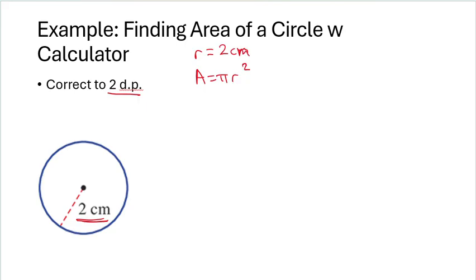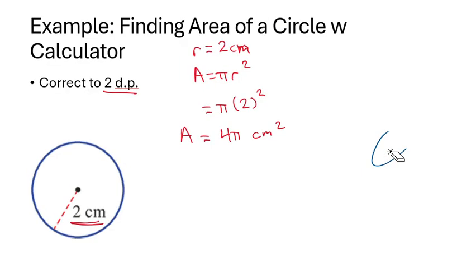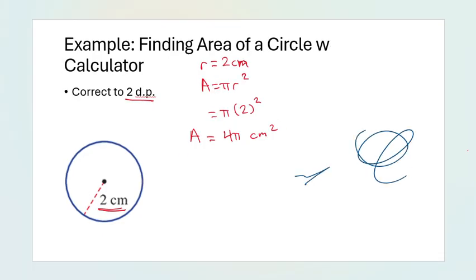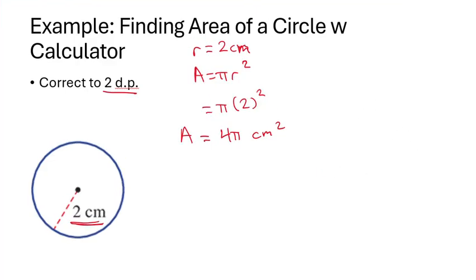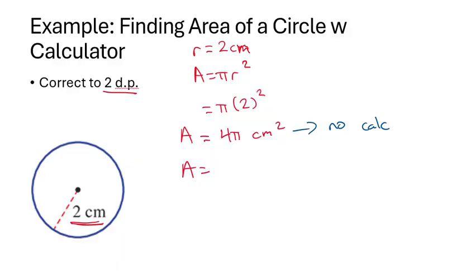So that makes our life a bit easy. So this becomes pi times 2 squared. Now 2 squared is just 4, so your answer becomes A equals 4 pi centimeters squared. This is if you're given no calculator. But if you are given a calculator, then you just go 4 pi, and that's 12.57 again.